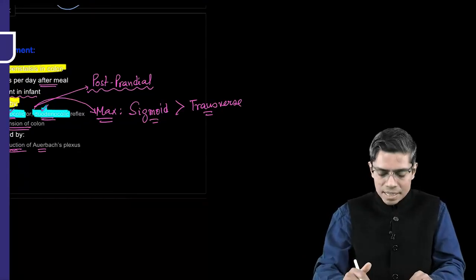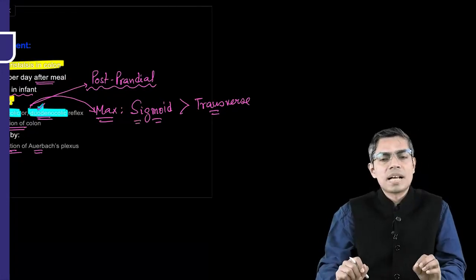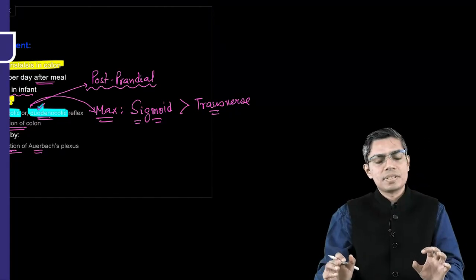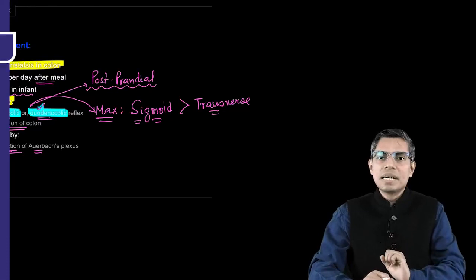There is a controversy regarding this MCQ, so please be careful. The answer is sigmoid colon, maximum postprandial motility. So this is all about mass movement. So peristalsis and mass movement is done.